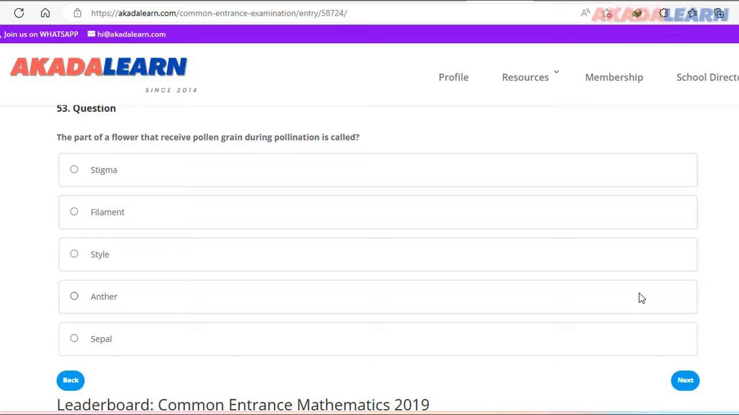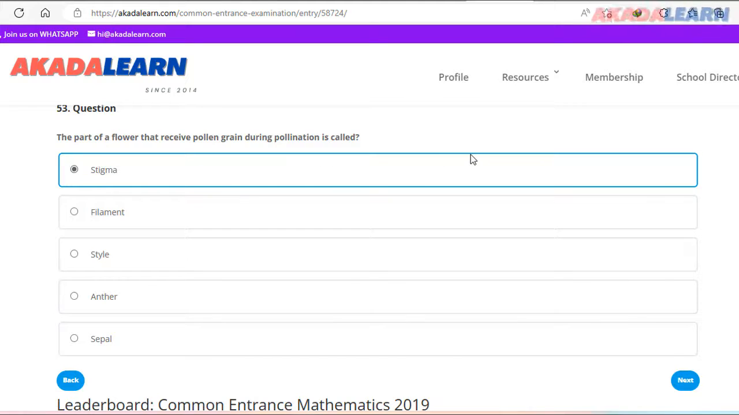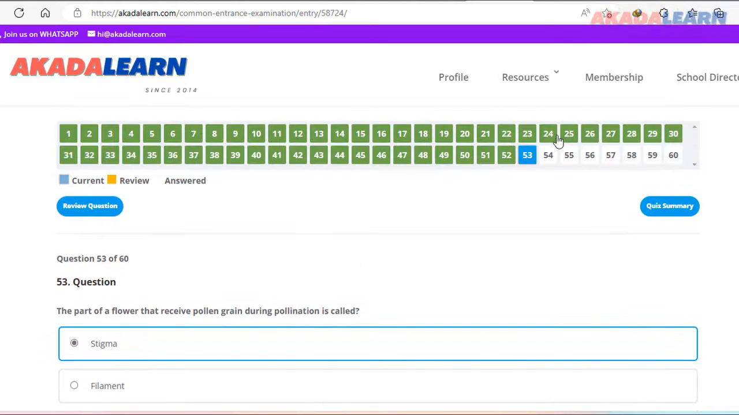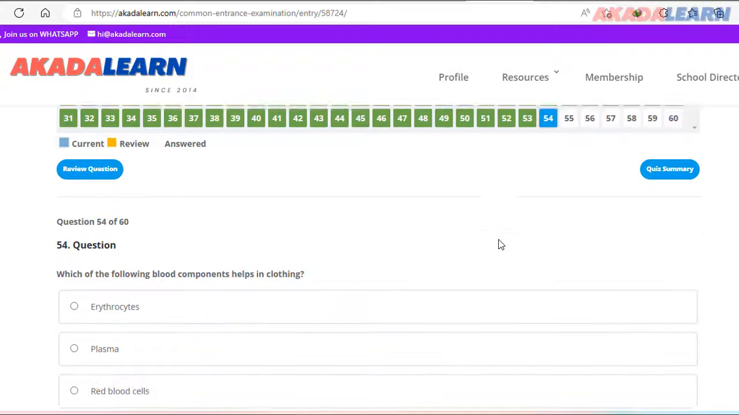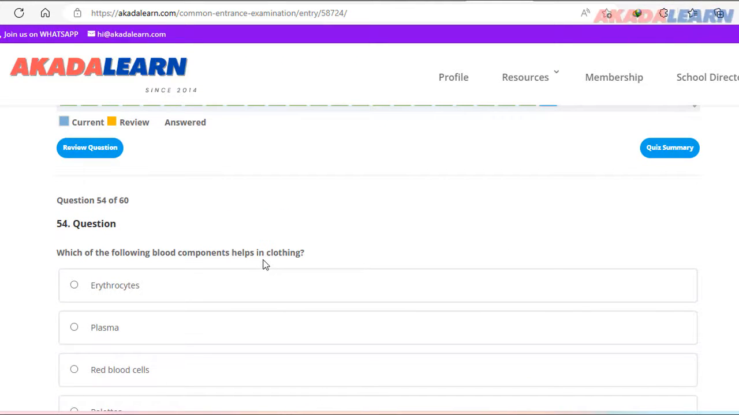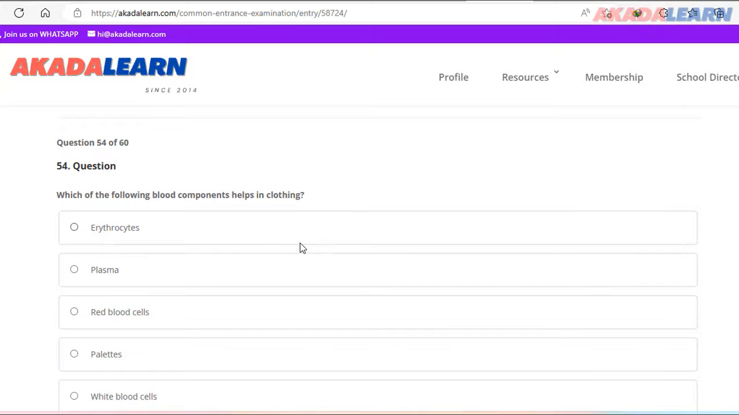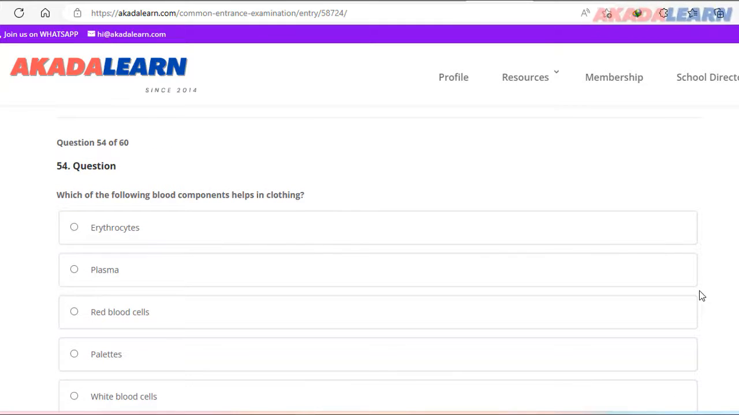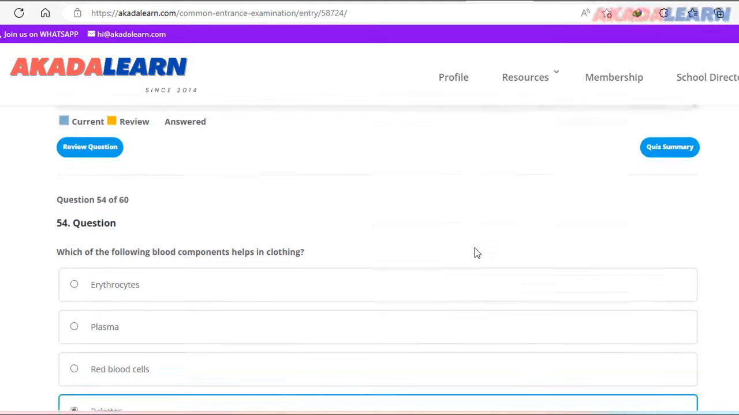So question 53. The part of a flower that receives pollen grain during pollination is called stigma, filament, style, anther, or sepal. Alright, so what is the correct answer? The correct answer is, of course, stigma. So let's go to the next question, which is question 54. Which of the following blood components helps in clotting? We have erythrocytes, plasma, red blood cells, platelets, and white blood cells. And so the answer is platelets.